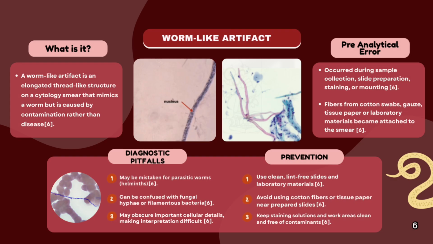The next artifact is worm-like artifact. Worm-like artifact is an elongated thread-like structure on a cytology smear that mimics a worm but is caused by contamination rather than disease. The pre-analytical error of this artifact occurs during sample collection, slide preparation, staining or mounting. The fiber from cotton swab, gauze, tissue paper or laboratory material becomes attached to the smear. The diagnostic pitfall is it can be mistaken for parasitic worm, which is helminth parasite, and can be confused with fungal hyphae or filamentous bacteria. Lastly, it may obscure important cellular details, making interpretation difficult.